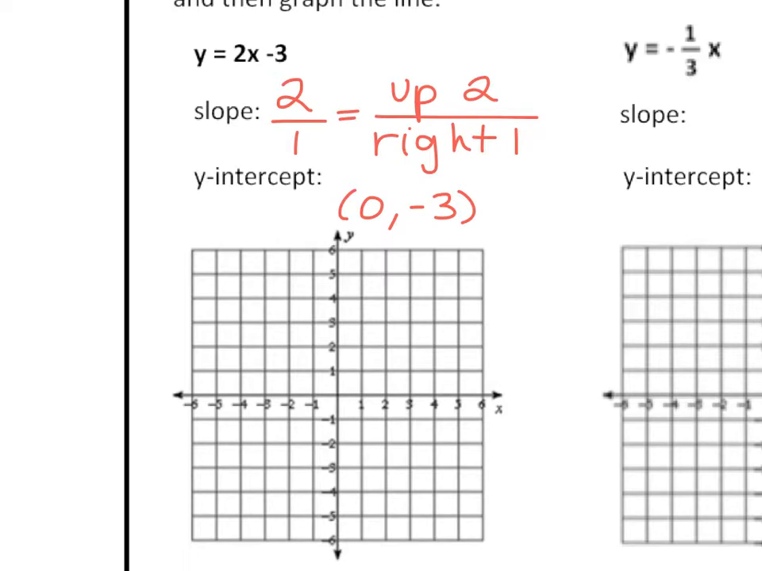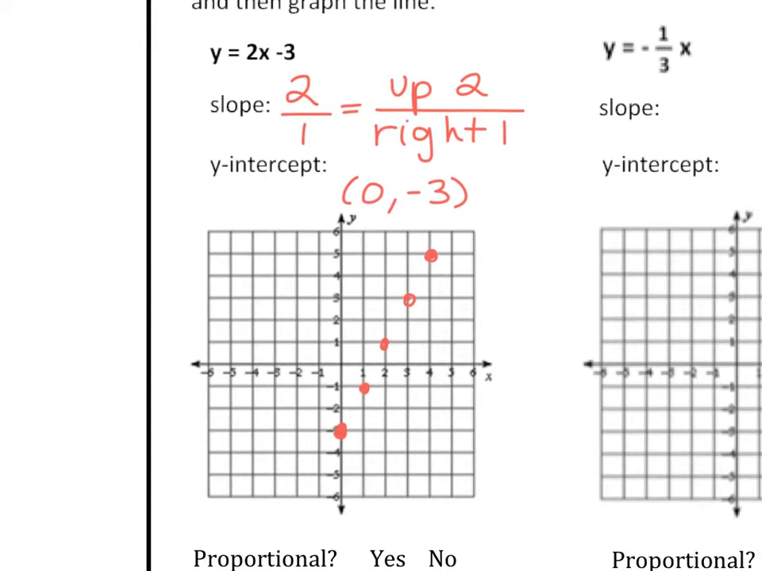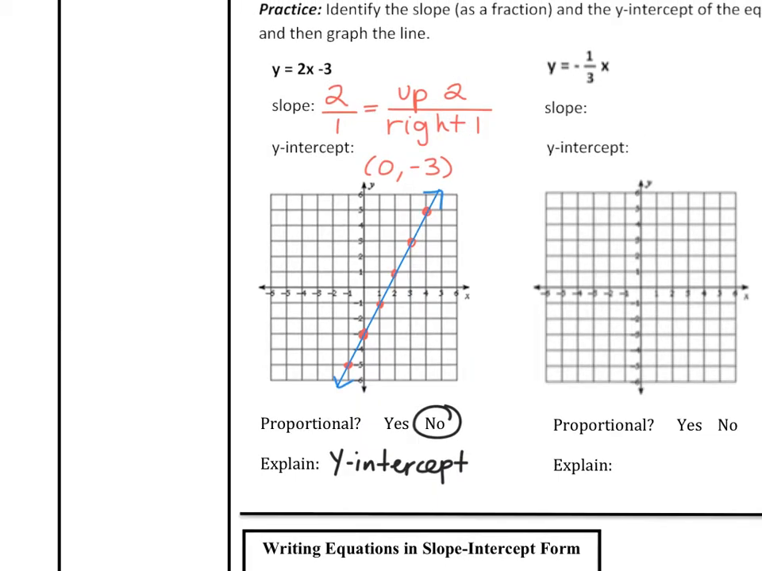We plot our y-intercept first at 0, negative 3, and from there we go up 2, right 1. Plot a point, up 2, right 1. Now you need to reverse it, so go back to your starting point, go down 2, left 1, and make your line. It asks us if it's proportional. It is not, because the y-intercept is not 0, 0. It's at -3. And if it's going to be proportional, it has to go through the middle of the graph.